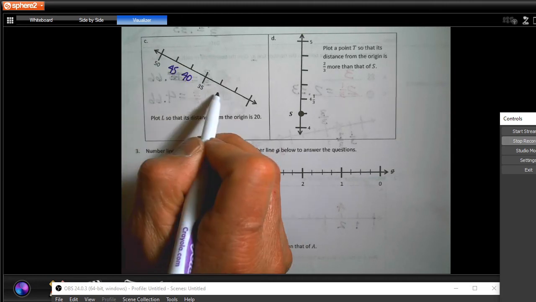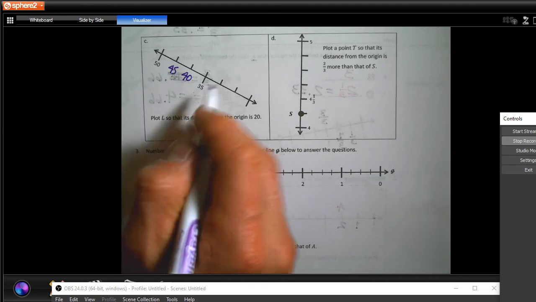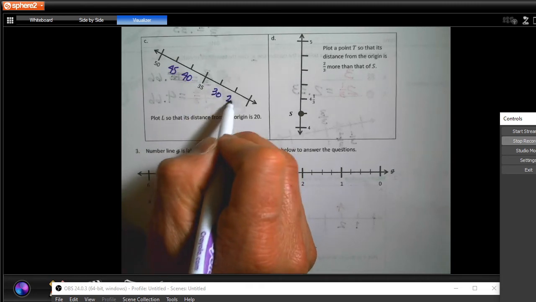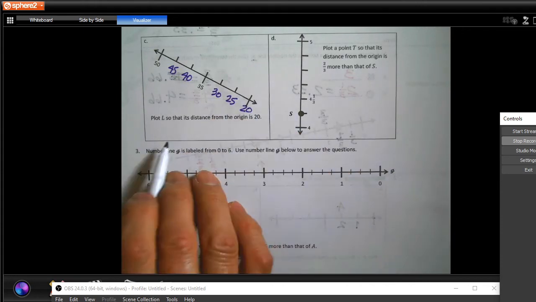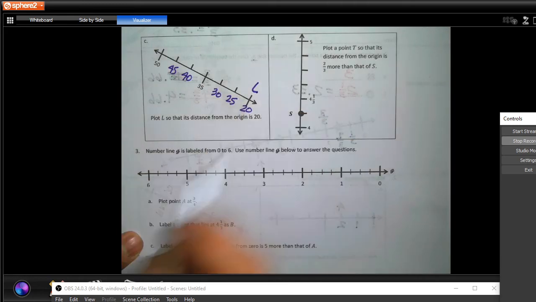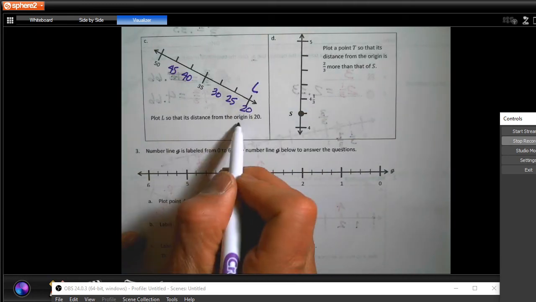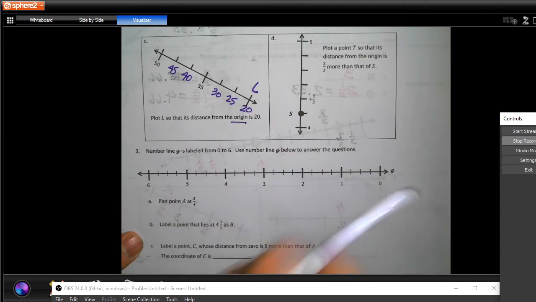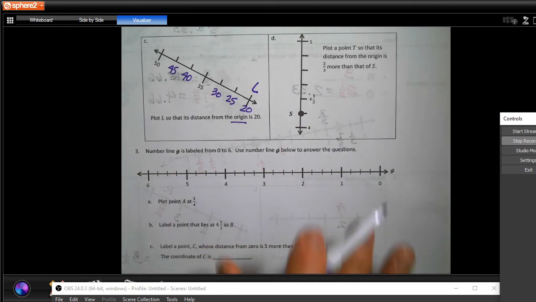If we go backwards, it looks like the pattern is going backwards by 5. So 35, this will be 30. This will be 25, and this will be 20. Now we're going to plot L. That's where L will be. It's 20, the distance from the origin. Even though we cannot see the origin, we can imagine that the 0 is somewhere all the way over here. Okay? All right, let's look at the next one.